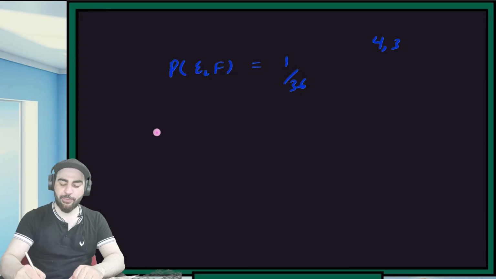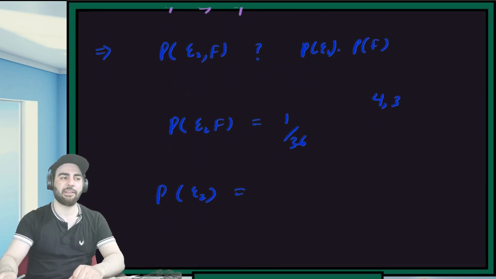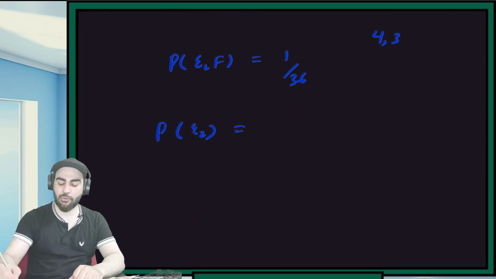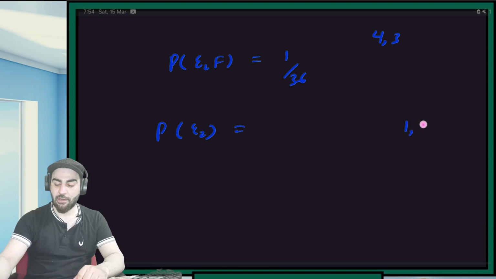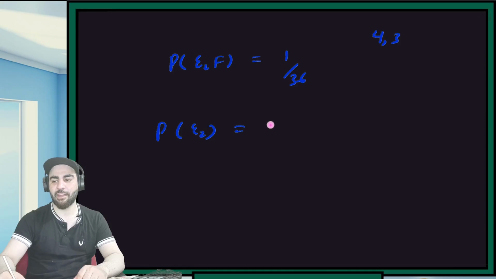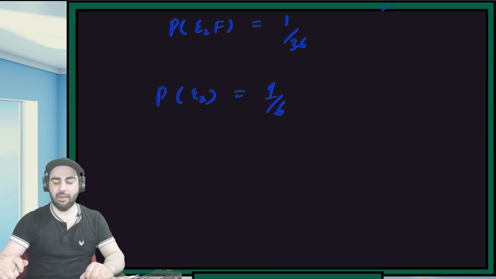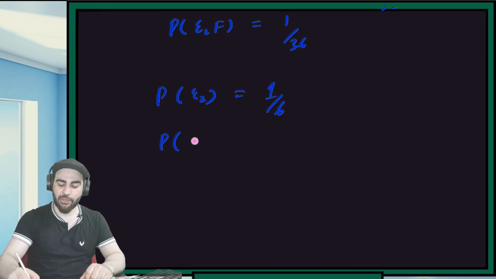Now the probability of E2 is telling me that the sum should be 7. How many outcomes are possible where the sum is 7? This is 1 comma 6. How many out of 36? Is somebody directly computing this? This is 1 by 6. Yes. So there are 6 outcomes where the sum is 7, because you can see those diagonal elements. So now probability of F is also 1 by 6.